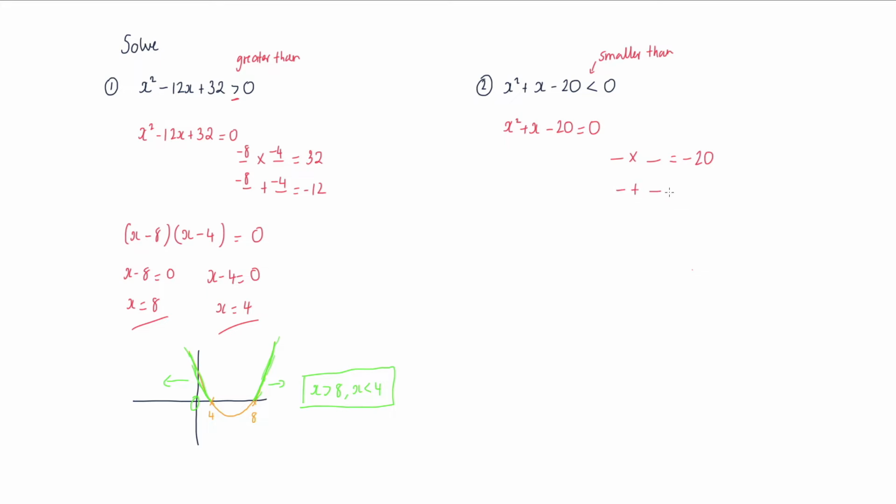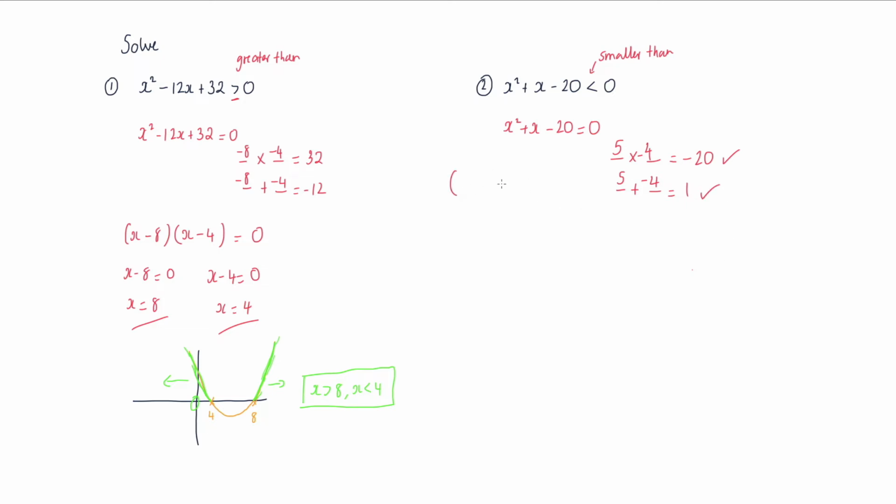And two numbers when I add gives me x, which is essentially 1. So those two numbers that I multiply is going to be what? 5 and 4. 5 and 4, but obviously I need 1, so I'm going to make that minus 4, which means this also has to be minus. 5 times minus 4 gives me minus 20. 5 plus minus 4 gives me 1.